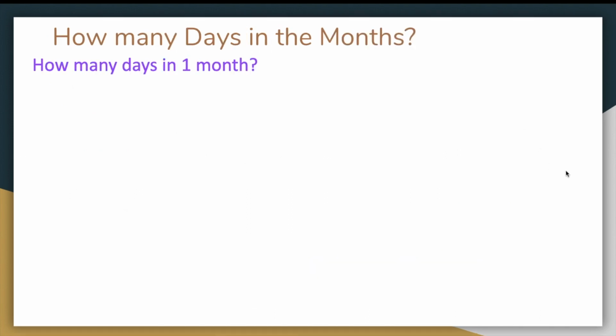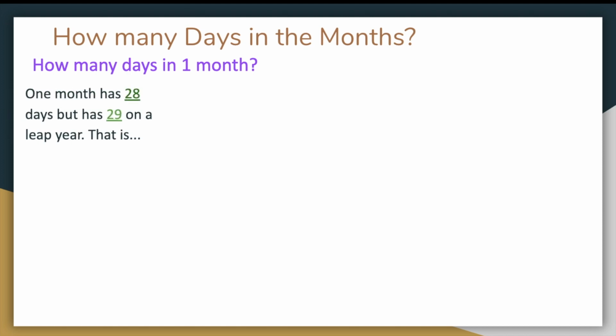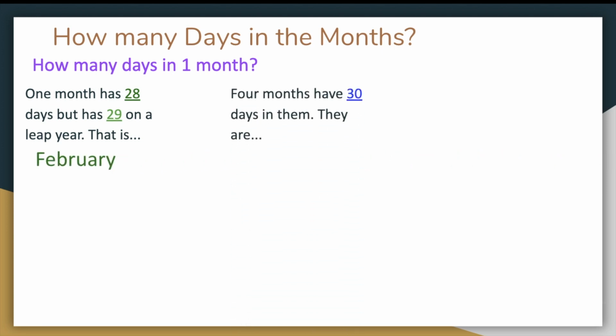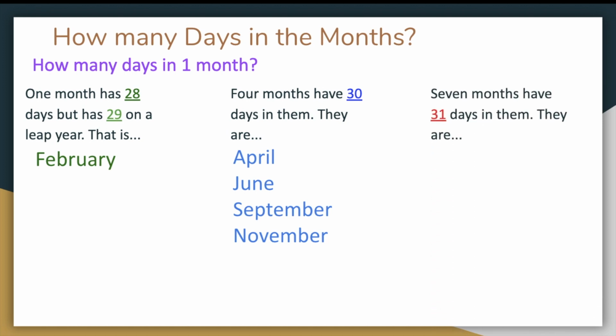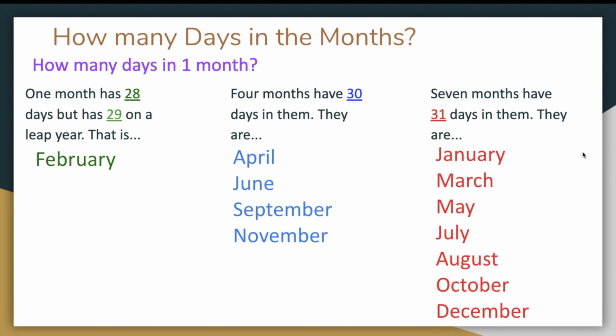How many days in the months? How many days in 1 month? 1 month has 28 days, but has 29 on a leap year. That is February. 4 months have 30 days in them. They are April, June, September and November. And 7 months have 31 days in them. They are January, March, May, July, August, October and December.